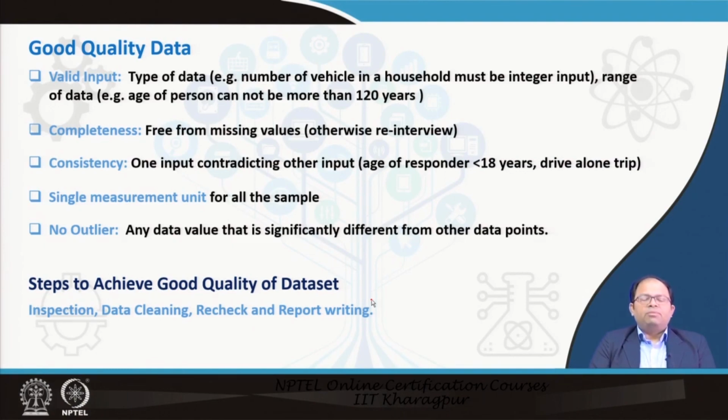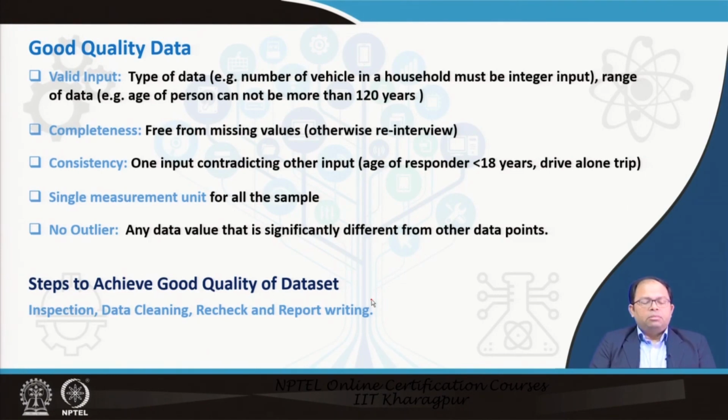Consistency means we also have to check the data consistency between two data points. For example, a responder who is less than 18 years says that he drives to his school or college, which is probably not true because he doesn't even have a license. So this contradictory input in the survey has to be checked. Then we have to make sure that the different units we collect are all of the same type, and there should also be no outliers in the data. That means any data value which is significantly different from all other data points should be avoided.